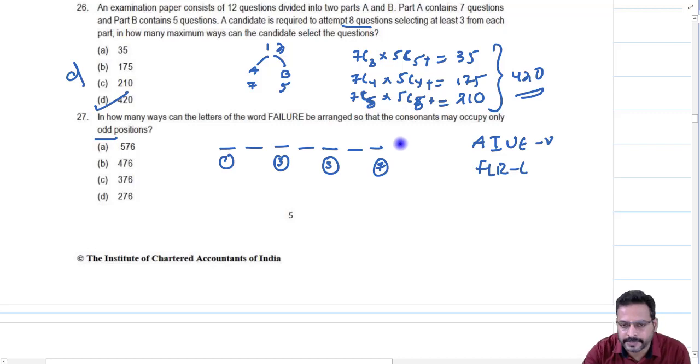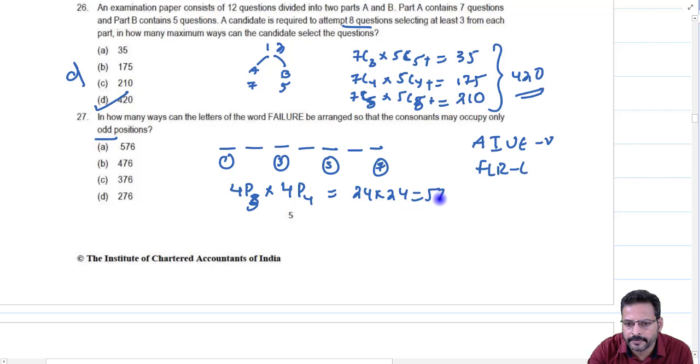Okay. In the given question, there is a restriction. Arranged, meaning permutation, so that the consonants may occupy only odd positions. There are 4 odd positions. The three consonants can be arranged in 4P3 ways, and the remaining 4 positions, including vowels, have 4 letters that can be arranged in 4P4 ways. Okay. So that means 24 into 24, 576 will be the answer. Choice A will be the answer.